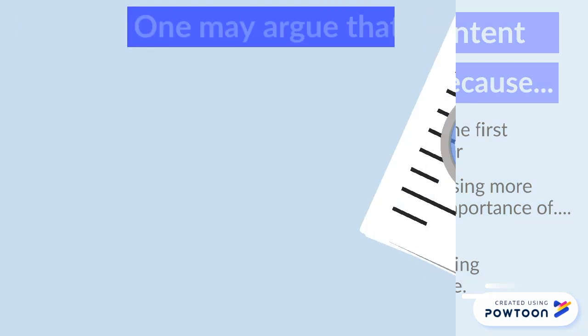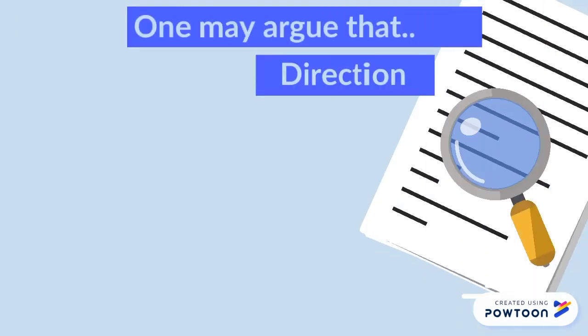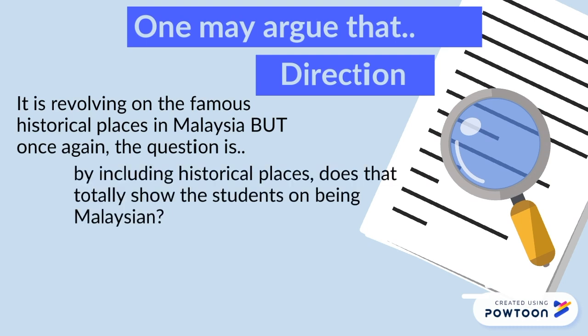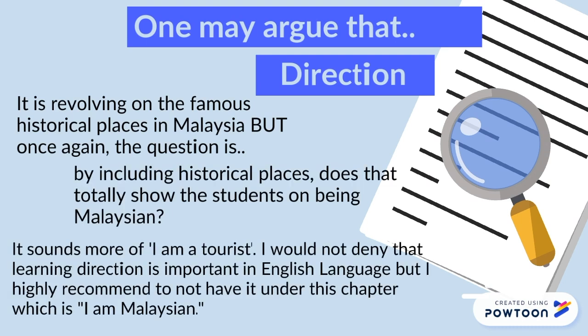One may argue that the direction is revolving around the famous historical places in Malaysia, but once again, my question is, by including historical places, does that totally show the students on being Malaysian? It sounds more like I am a tourist. I would not deny that learning direction is important in the English language, but I highly recommend to not have it under this chapter, which is I Am Malaysian.